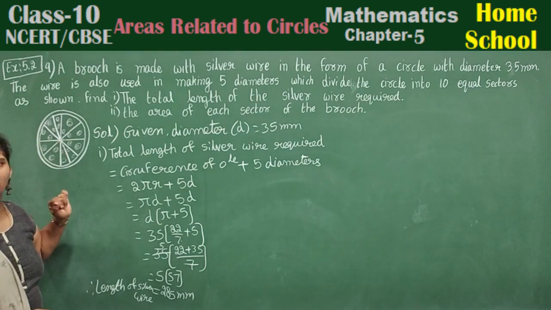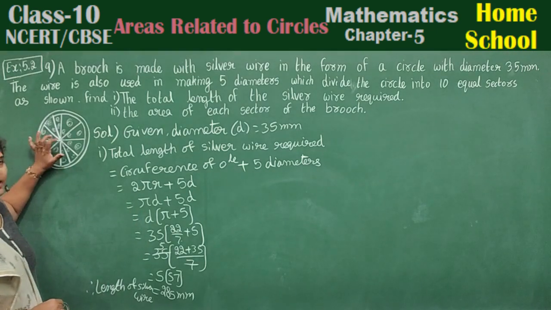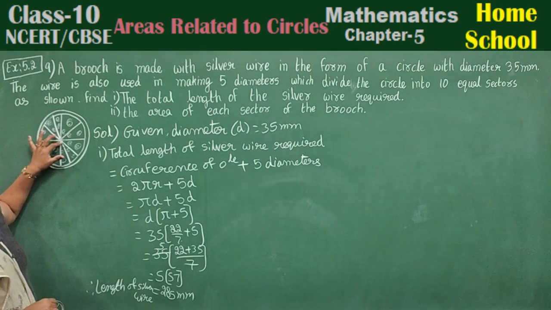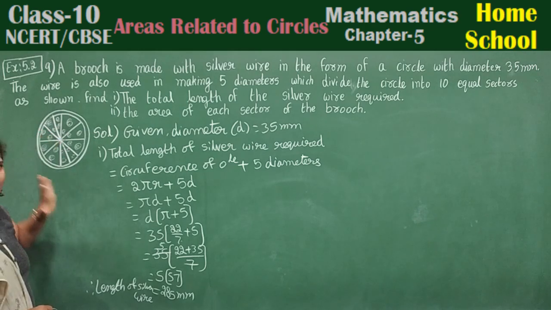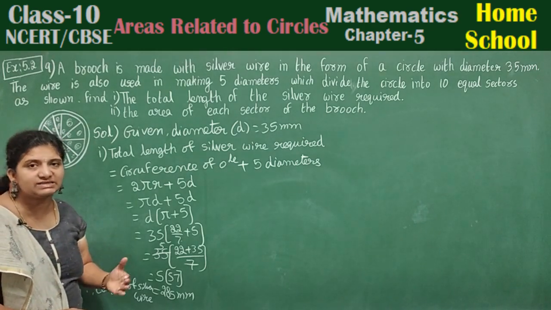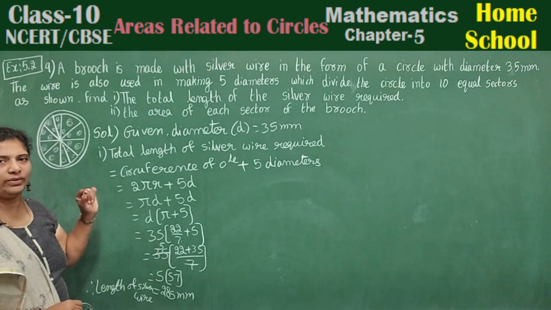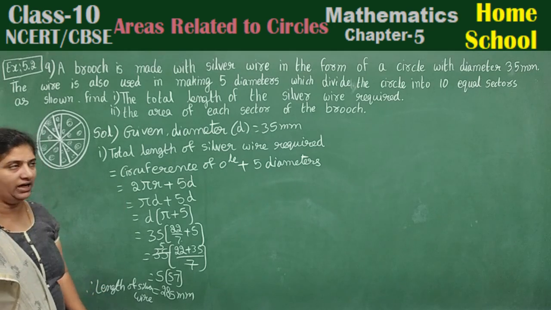To find 1 sector's area, you should know the angle. The central angle is 360 degrees. How many sectors do you have? 10 sectors. 360 degrees by 10, that is 36 degrees, is 1 sector angle. With that, you can apply the formula.